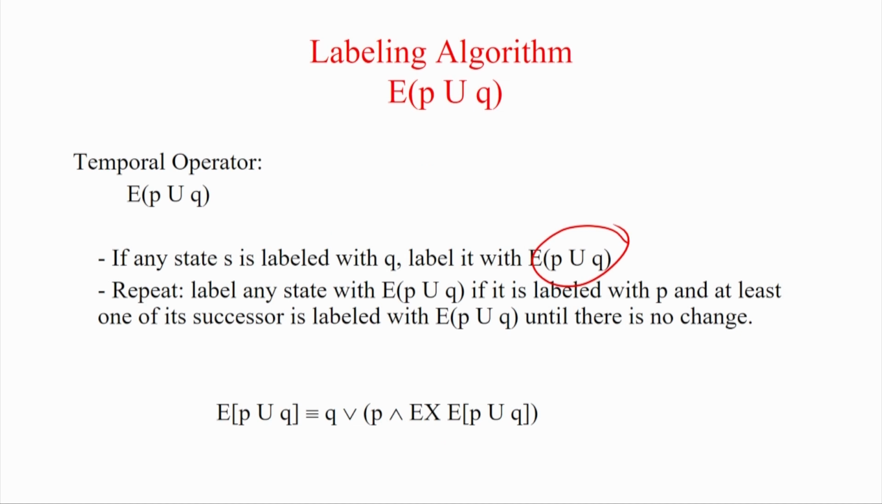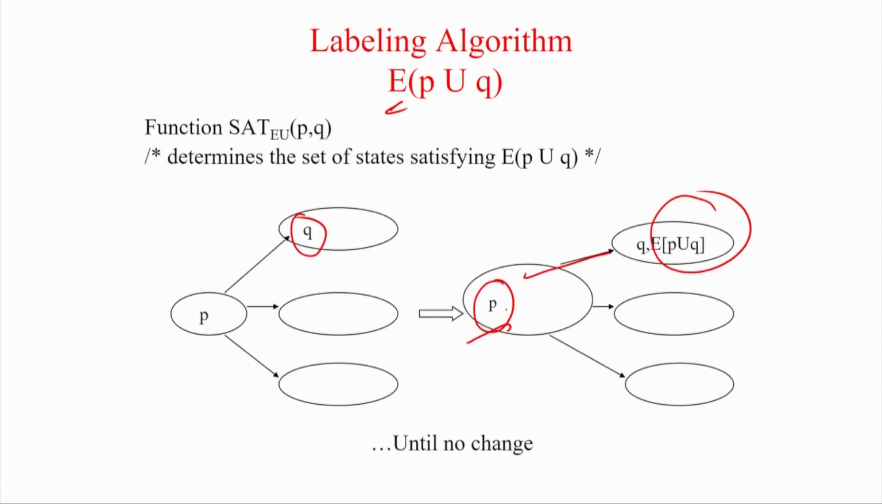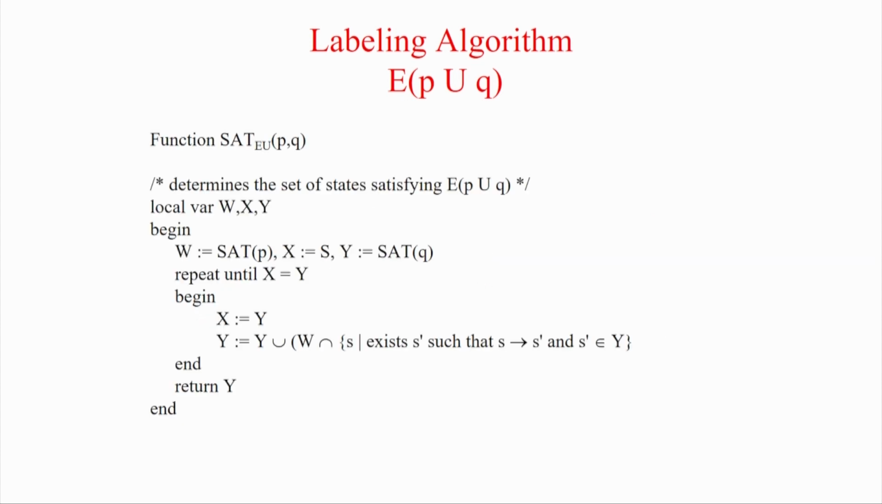So basically that is nothing but, if you read it, it will be this. Label any state with Q, label it E P until Q; that already you have done in the first case. Label any state with E P until Q if it is labeled with P and at least one of its successors is labeled with this. So P is there and this state is already labeled with E P until Q. So we have done this. This is the algorithm. I am not going to go into that. What I have told you is written in this pseudocode.